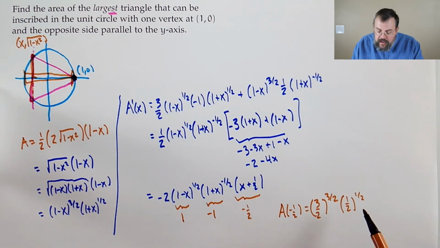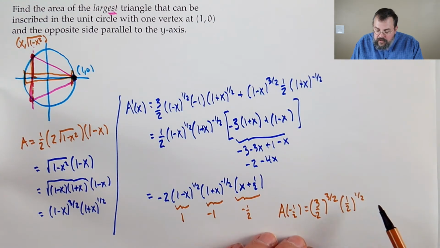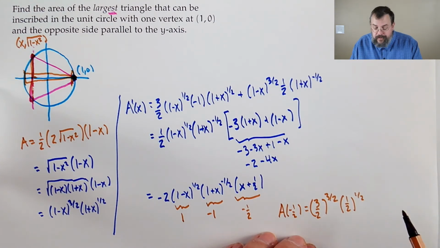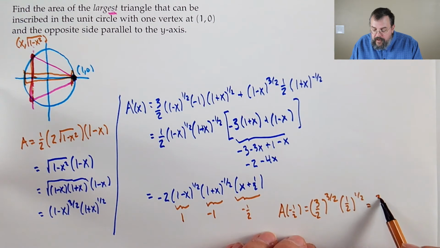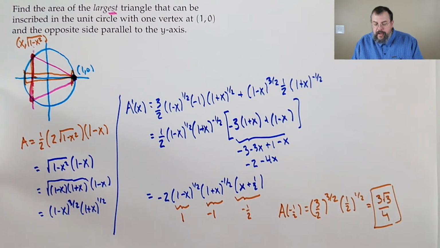And if you put that together, well, what do you end up with? 2 to the 3/2, 2 to the 1/2, 2 to the 4/2, which is 2 squared. So that's 1/4. And then upstairs, 3 root 3. All right, so we end up with 3 root 3 over 4. Okay, all right, good. Let's try this a different way.